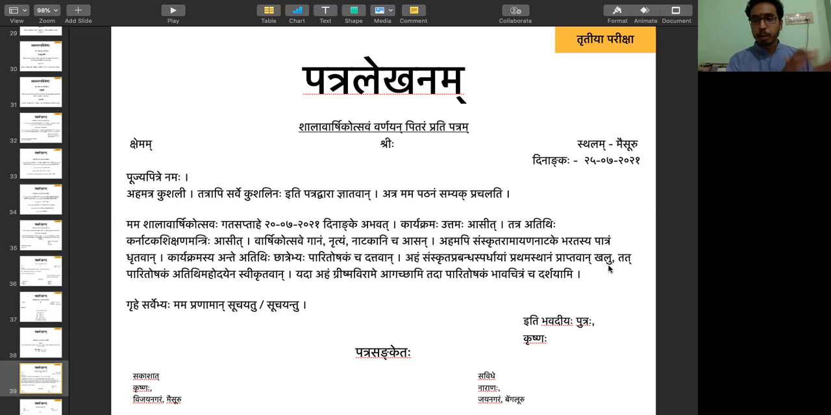Aham Samskrita Prabandha Spardhayam Prathamasthanam Praptavan Khalu. So you have already probably told in some previous letter that you have got first prize in Sanskrit essay writing. So you are again reminding them. Praptavan Khalu, I had got the first prize, right? Tat Paritoshikam Atiti Mahodayena Svikritavan. I received that prize for that competition from the chief guest.